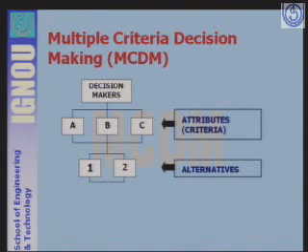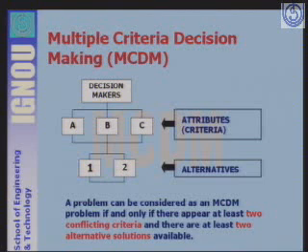Now this is basically a multiple criteria decision making problem. We can define the MCDM problem as a problem if and only if there appear at least two conflicting criteria and there are at least two alternative solutions available. As I told you just now, if you are selecting a house for yourself, you may desire to have marble flooring, or even a good modular kitchen, but at the same time your budget is limited, your resources have a constraint, and at that time a compromise solution is to be taken.